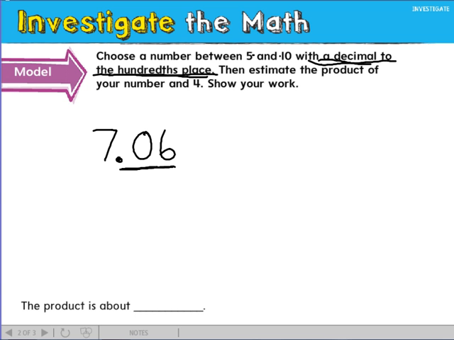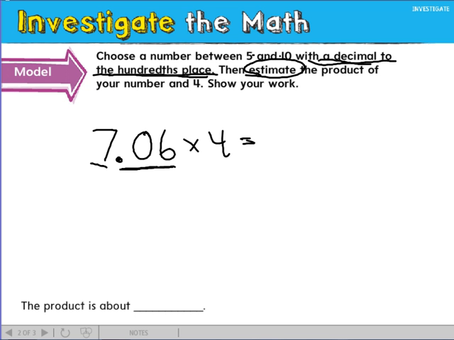Okay? And we're going to multiply that times 4. But we're going to estimate. So in order to estimate, what are we going to do with 7 and 6 hundredths? What are we going to turn it into? If I'm going to estimate the product, I'm going to round to the nearest whole number.